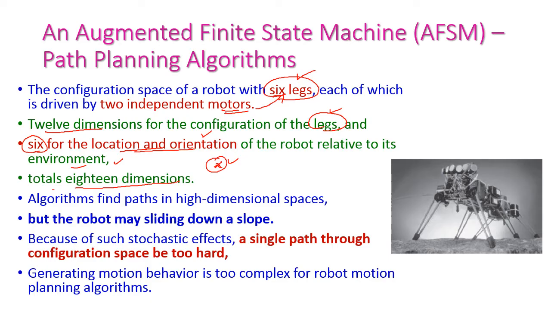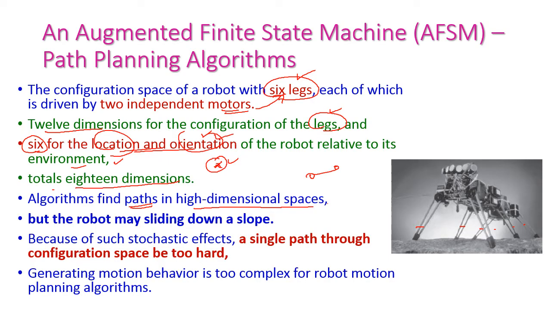Totally 18 dimensions are there. Now our algorithm tries to find the path in high dimensional space, right? So the robot wants to move from one location to another location. We have to control all the 6 legs as well as the location and path orientation, right?